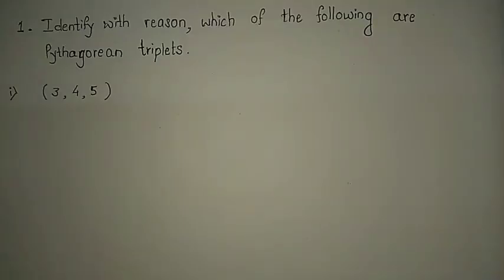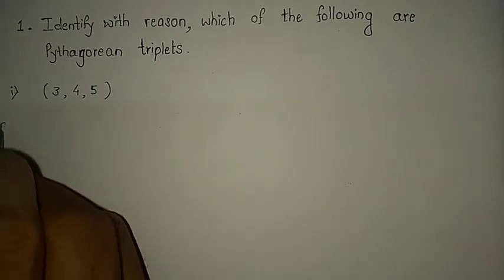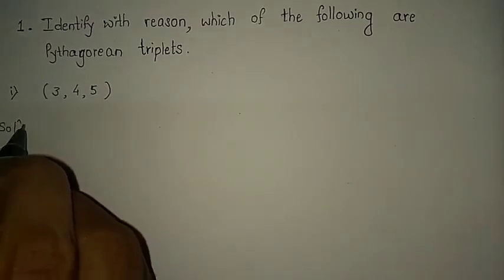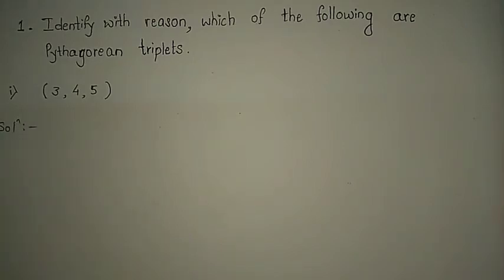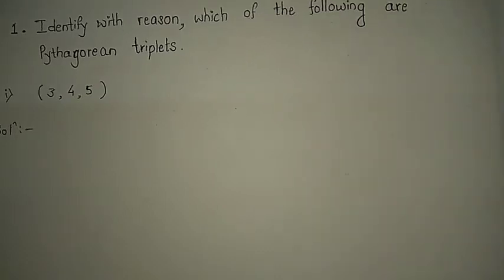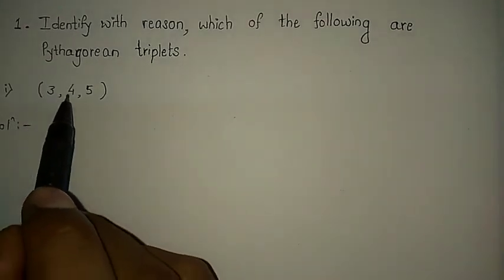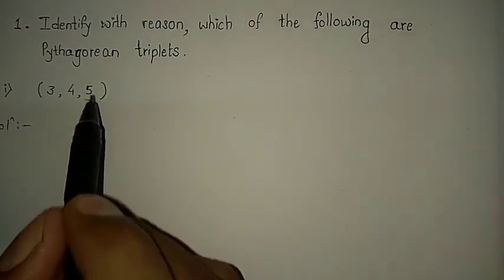So I have written the first question here, that is 3, 4, 5, and we have to check whether this triplet is Pythagorean triplet or not. Now how to check it? So solution: 3, 4, 5, these are the three sides of the triangle. Which is the greatest side? The greatest side of a right angle triangle is the hypotenuse. So in this triplet, 5 is the greatest side.